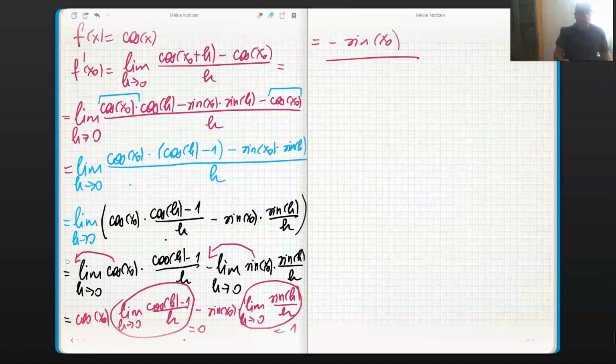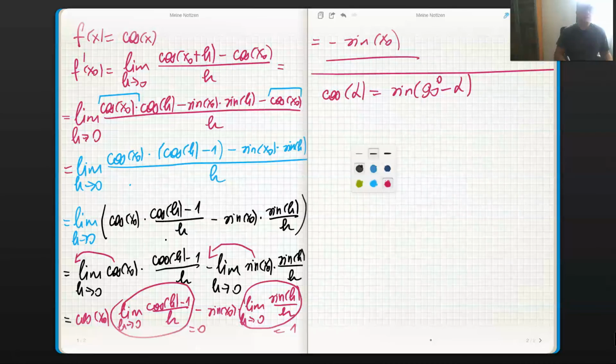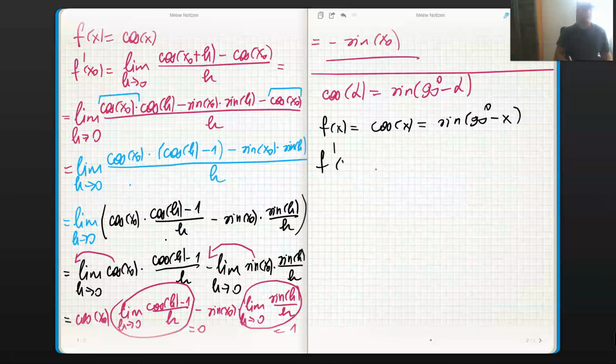All right, so that's the first principle. And how can we do it with the chain rule? Well, if you remember, the cosine of alpha is the sine of 90 minus alpha, which means if I would like to produce the derivative of f of x equals cosine of x, I could rewrite it as sine of 90 minus x instead of that. So the derivative is the same as the derivative of this expression, which is a composed function. It consists of two functions. The first one is 90 minus x, and the second is the sine of this value.